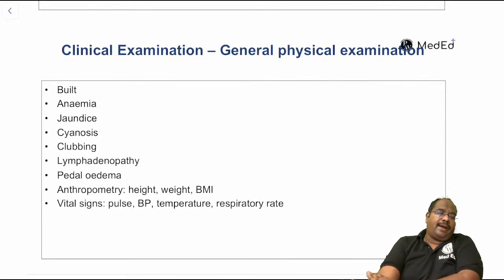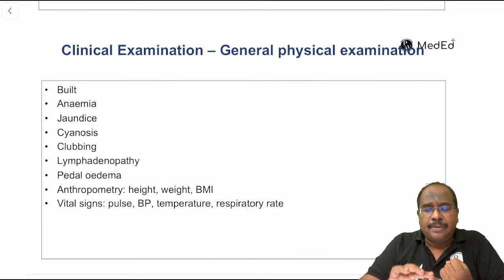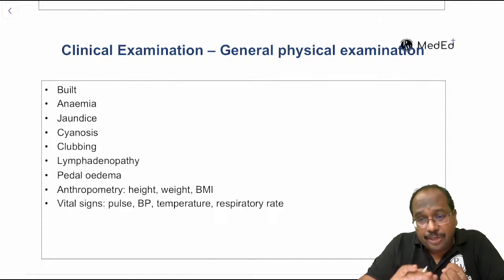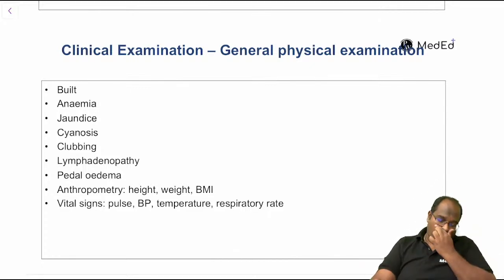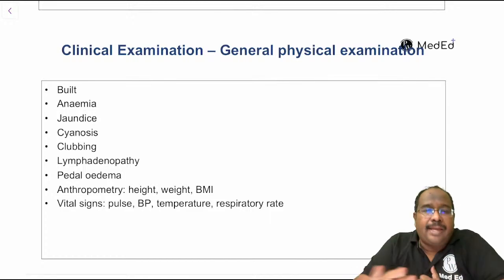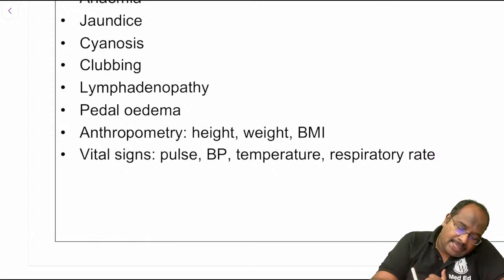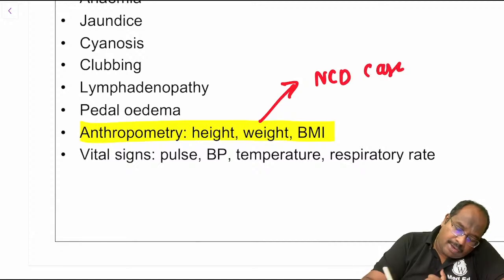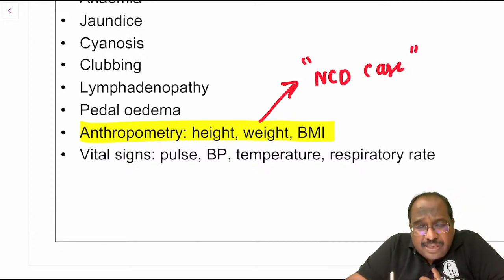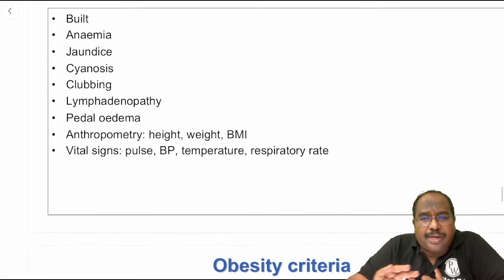Fine. Now we have done the history. The important ones are diet, socioeconomic status, and environment history. In clinical examination, you are going to ask history like any other case, but what is more important is anthropometry. This is important especially in an NCD case, a non-communicable disease. Make sure that you check height, weight, BMI, waist circumference and hip circumference.